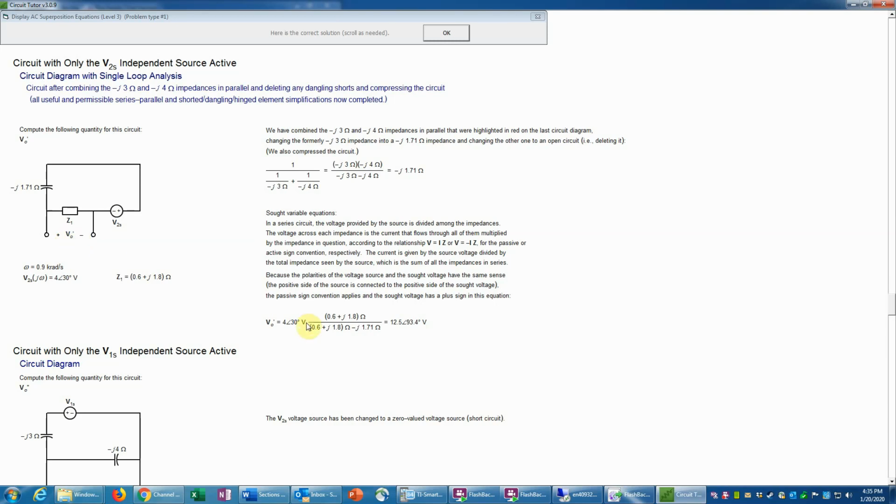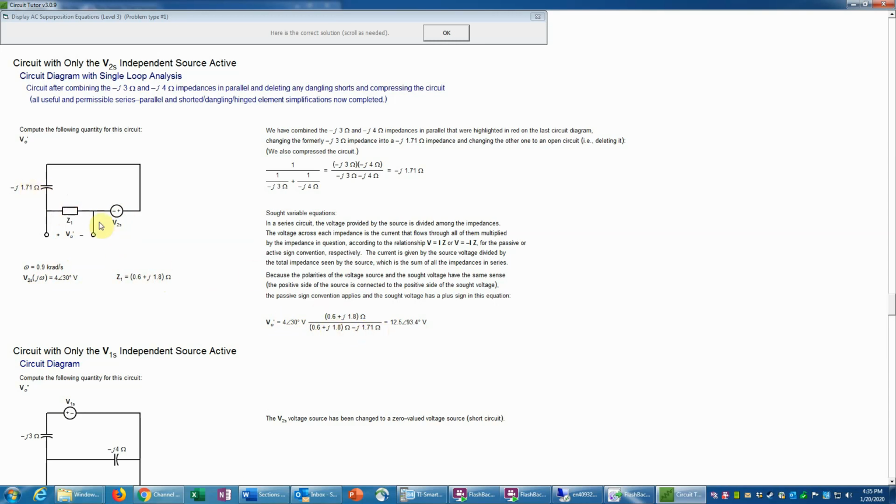on paper. Okay, so we have our voltage source value, the V2S, which is 4 angle 30 degrees volts. And then we would multiply that times the impedance of interest, the Z1 value, which is the 0.6 plus J1.8, which is in the numerator, and then divide by the sum of all the impedances in the loop, which would be the Z1 plus this value, and that's what we've done here.